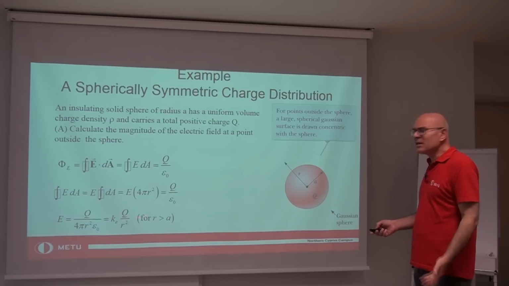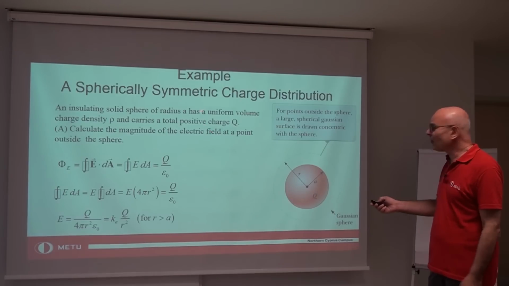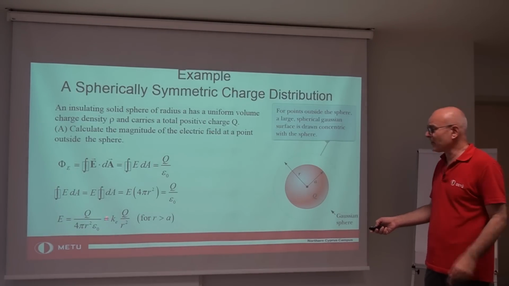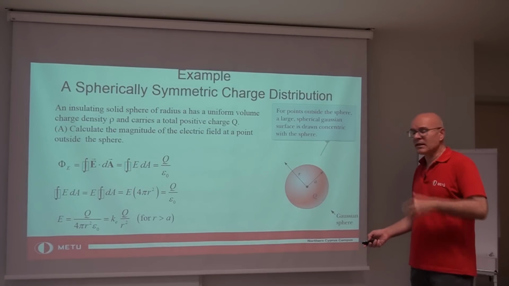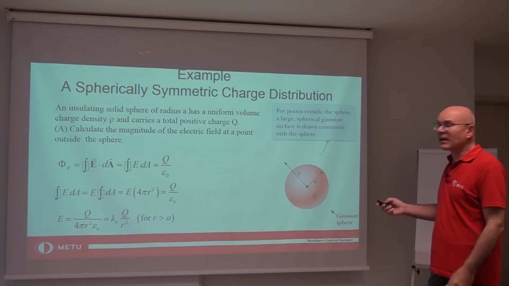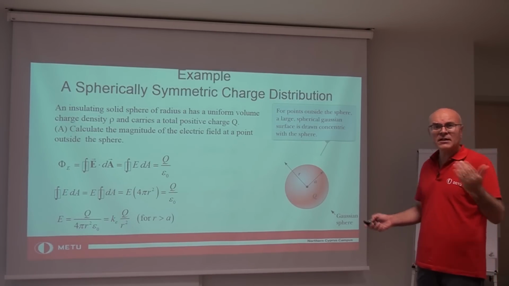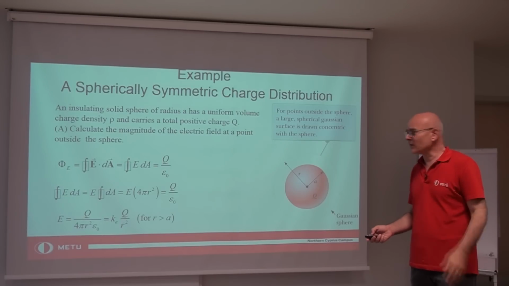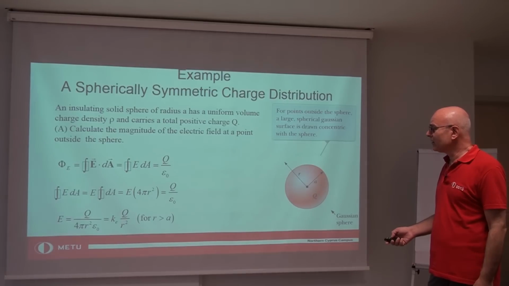So the meaning of this is that at any point at a distance r from the center of the sphere, because this is valid for any r, we did not specify a specific r, the only condition was that r is greater than a, that we are outside the charge distribution, the field is just this, and it's directed radially outward if the charge is positive. Evidently, if the charge is negative, it will be directed radially inward. That's the only difference. So this is our expression.